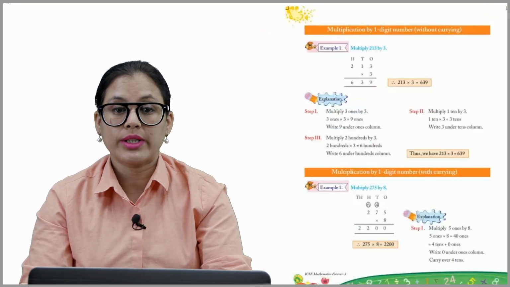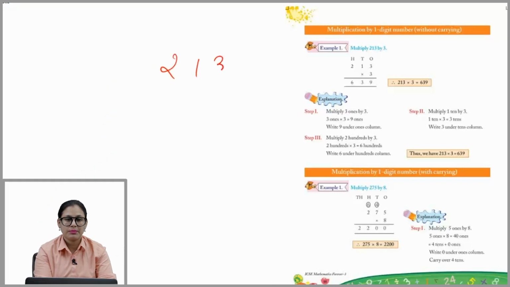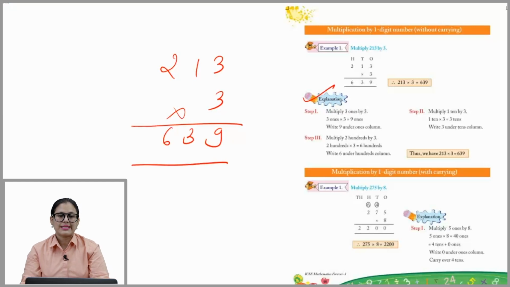Multiplication by 1 digit number without carrying. Okay, let's multiply 213 by 3. Okay, 3 3s are 9, 3 1s are 3 and 3 2s are 6. Okay, an explanation. Step 1, multiply 3 ones by 3, that is 9 ones. Right, write 9 under the 1's column. Okay, step 2, multiply 1 ten by 3. So 3 tens we will get, and we will write 3 under the 10's column. Then step 3, multiply 2 hundreds by 3. So 2 hundreds into 3 is equal to 6 hundreds, and we will write 6 under the 100's column.